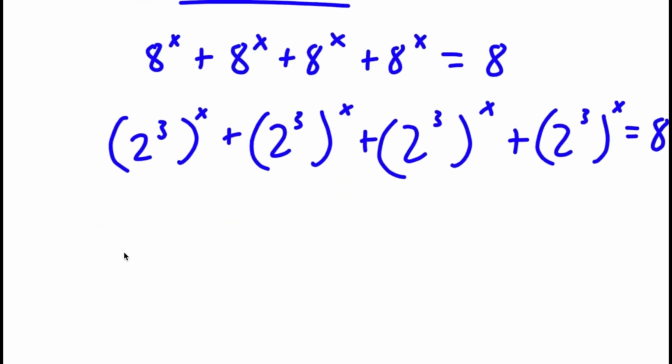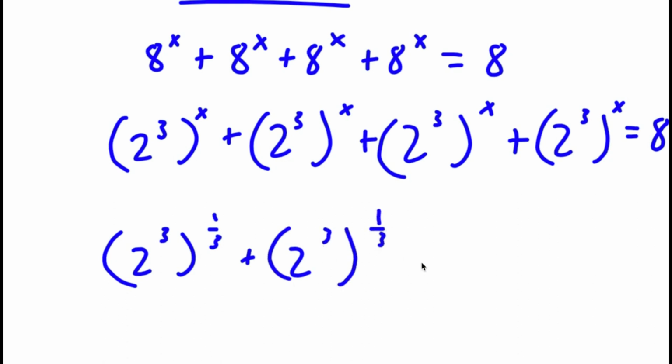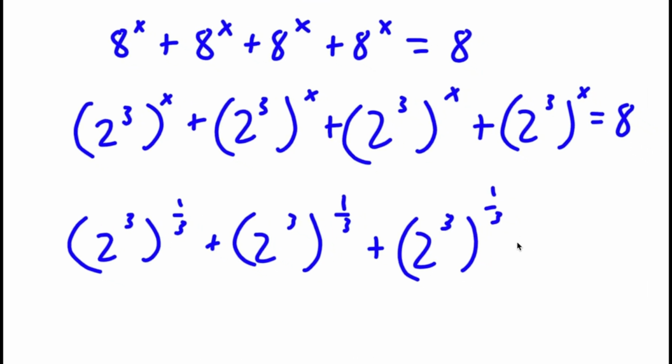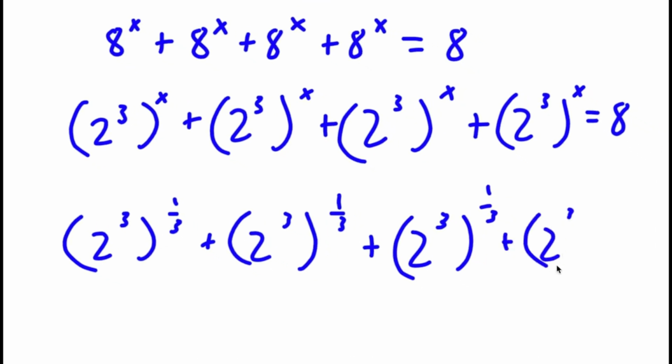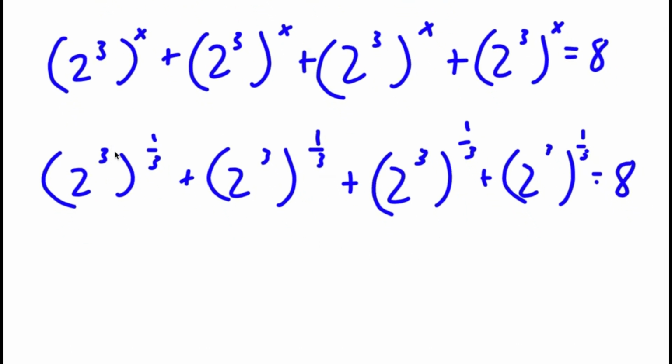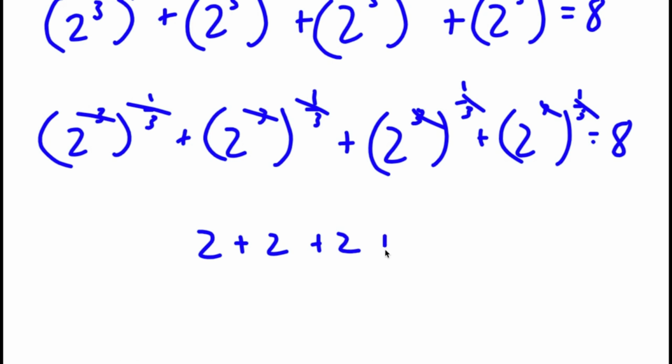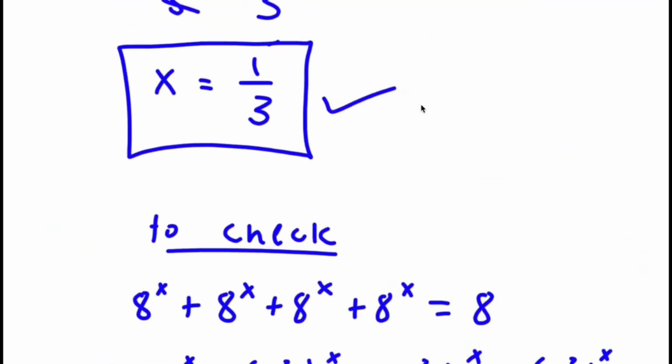Now x is 1/3, so now I have 2 to the power of 3 to the power of 1/3 plus 2 to the power of 3 to the power of 1/3 plus 2 to the power of 3 to the power of 1/3 plus 2 to the power of 3 to the power of 1/3 is equal to 8. Now 3 and 1/3 are going to cancel out, so I'll simply be left with 2 plus 2 plus 2 plus 2 is equal to 8, and 2 plus 2 plus 2 plus 2 is 8, so I have 8 is equal to 8, and because this is right, my solution is right.